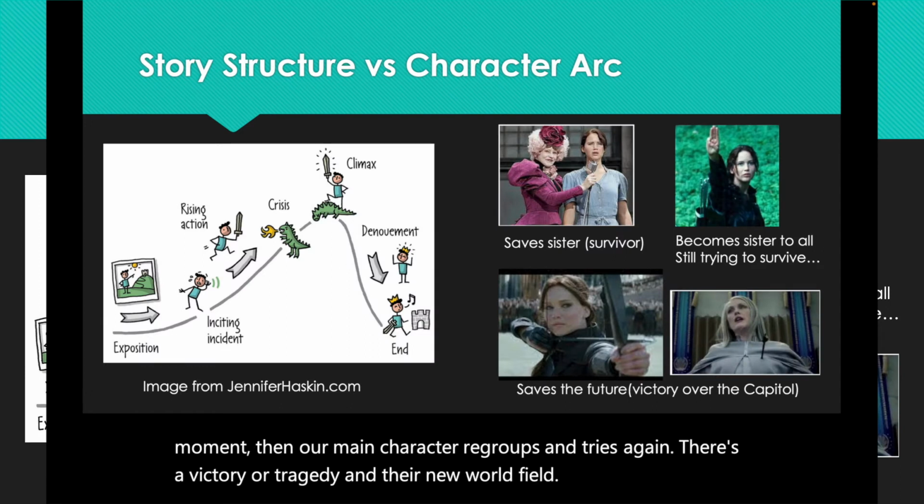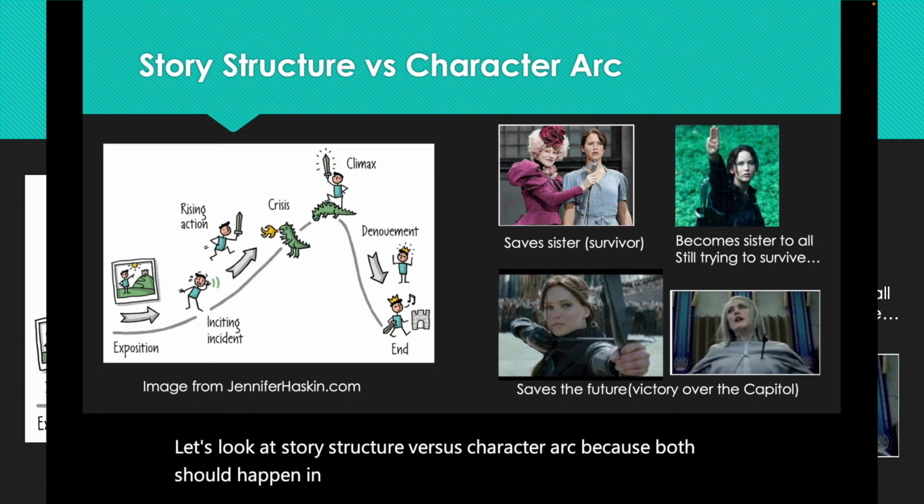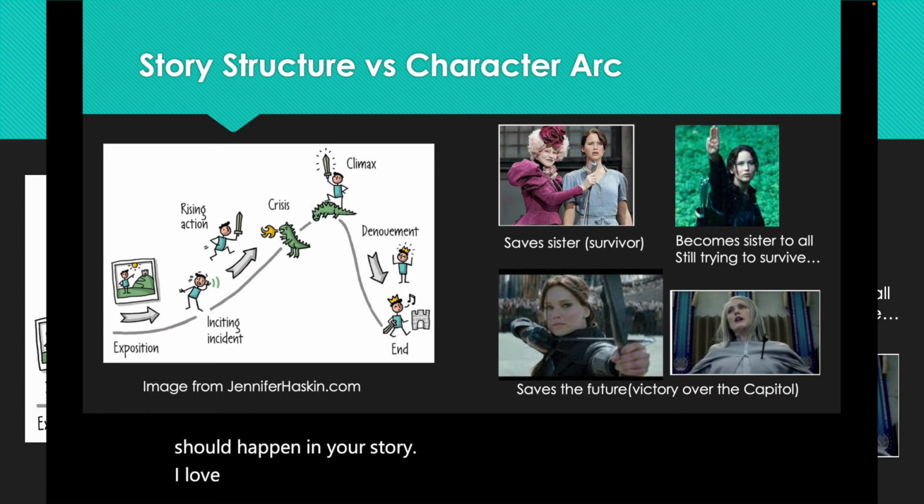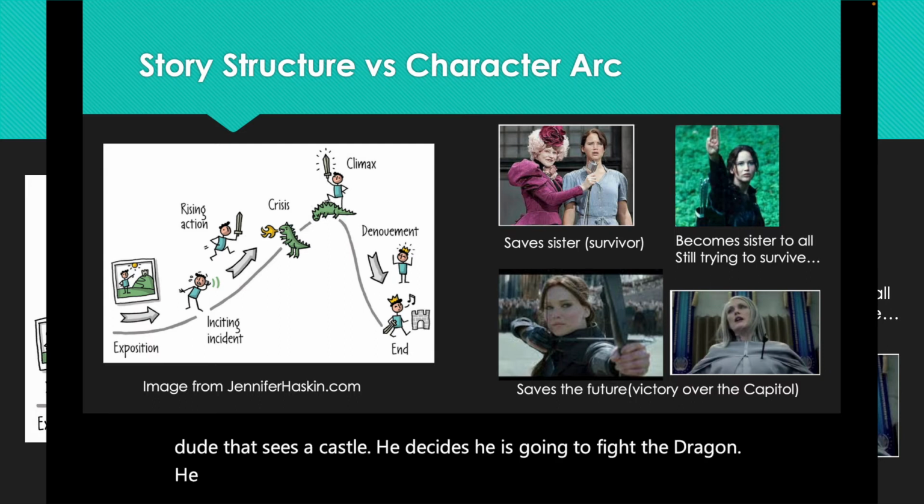Let's look at story structure versus character arc, because both should happen in your story. I love this image from jenniferhaskin.com. Basically, it shows a dude that sees a castle. He decides he is going to fight the dragon. He has victory over the dragon and becomes the new king. That's the plot. That's what happens in the movie.